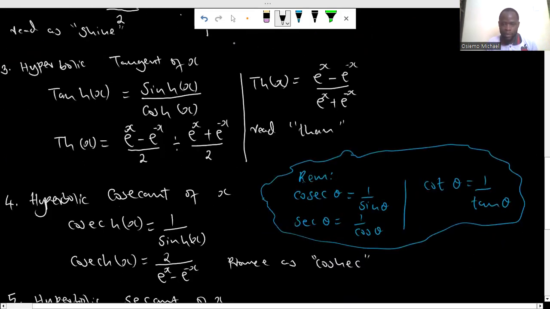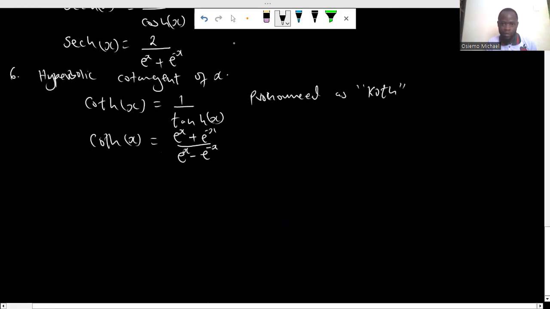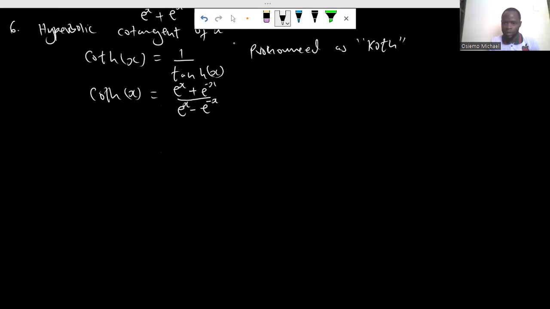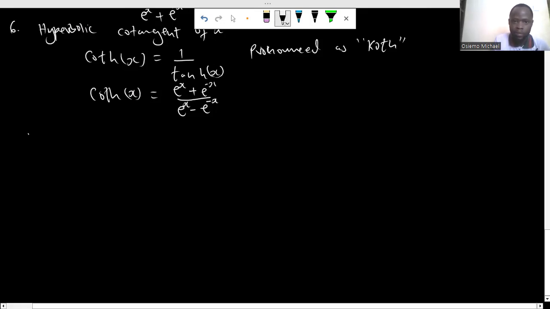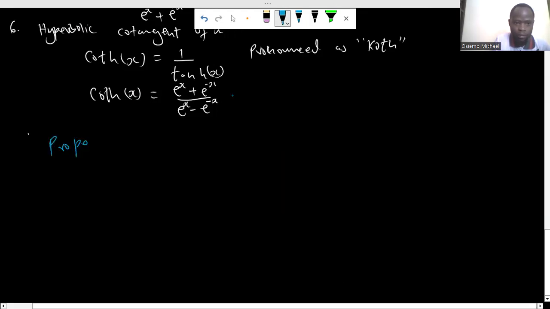So the next step that we need to go and check is the properties of these hyperbolic functions. What are the properties of these hyperbolic functions? So we go to properties of hyperbolic functions.